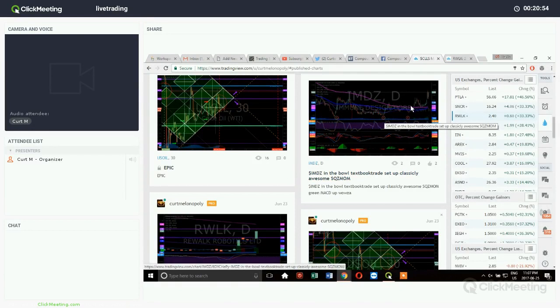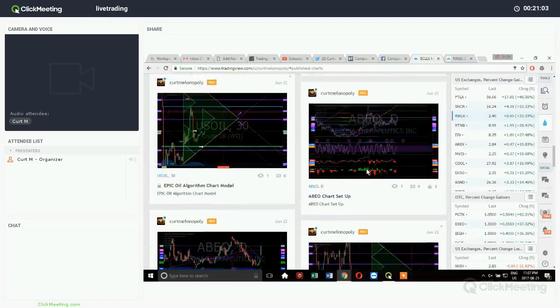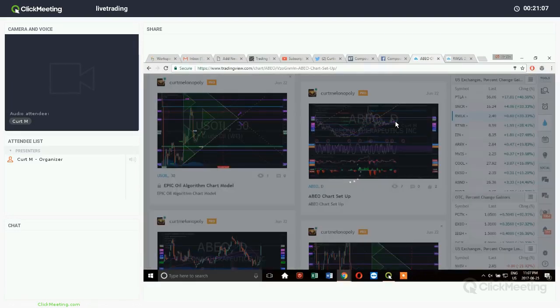So that came out of the bull, exactly how we work it, and it got its pop, and it's working its way through. ABEO, another chart setup. Let's take a quick look at this one here, see how it looks.